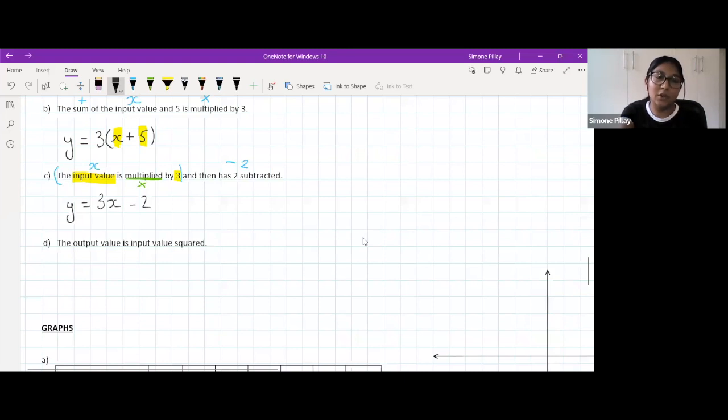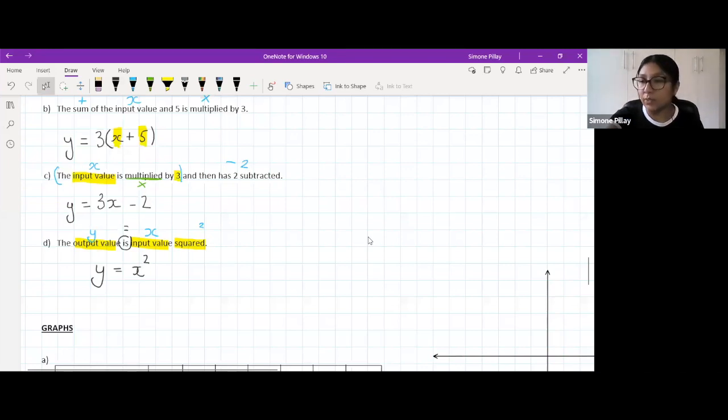This last one is so nice and easy for us. Here it says our output value is the input value squared. What do I know here? I know my output value is going to be y. I know my input value is x, and I know squared means I'm going to have a little squared number on the top. We also have is, which means equals. So my output, which is my y value, is equal to my input value squared.